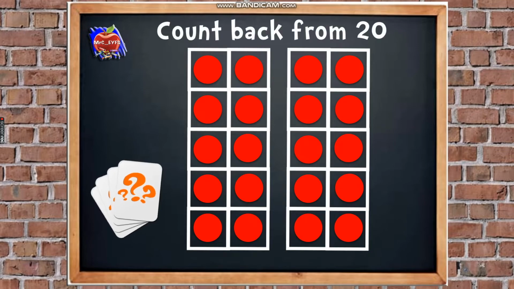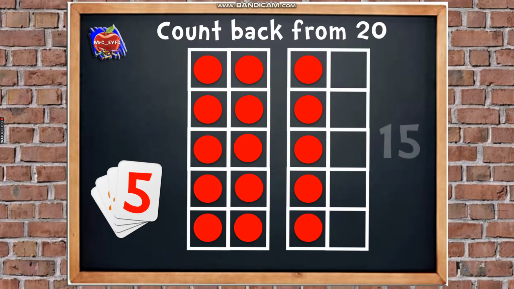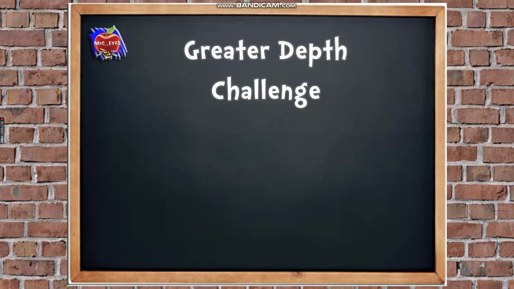Right, let's choose one of my cards. Let's see what we're going to get this time. How many is that? Right, 5. Excellent. So this time we're going to count back from 20 and we're going to take away 5. Are you ready? So we're going to go 20, 19, 18, 17, 16, 15. Excellent. So we've taken those 5 away and we've ended up with 15. So there's your 2 challenges to have a go at. And once you've done that, I've got a greater depth challenge for you.